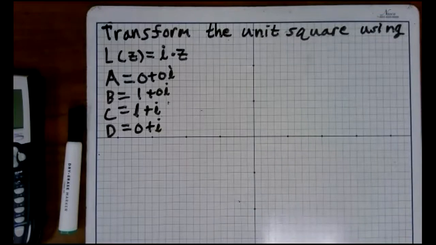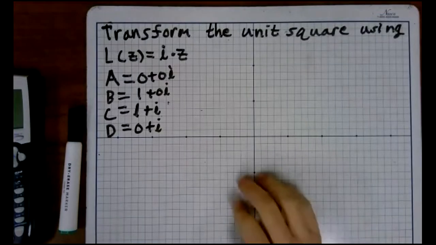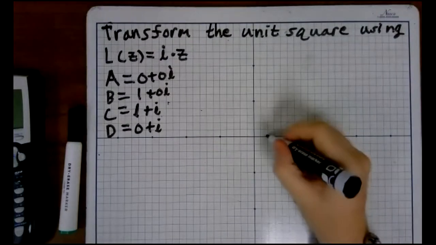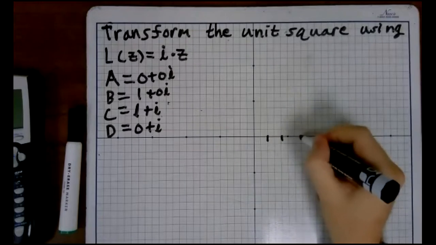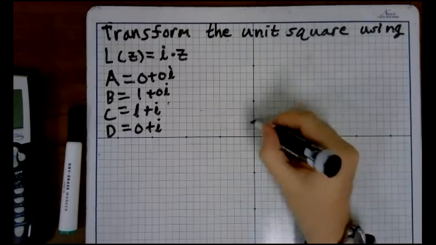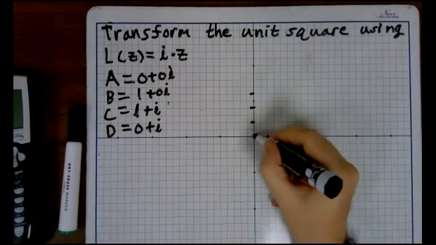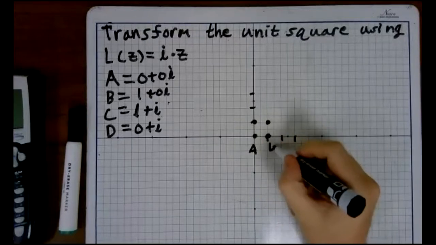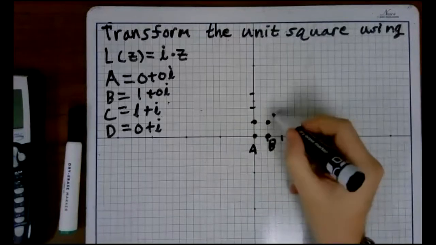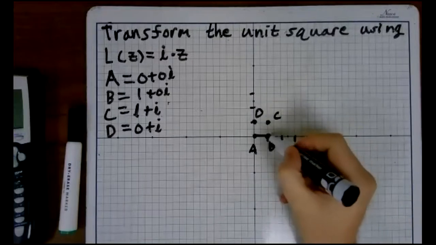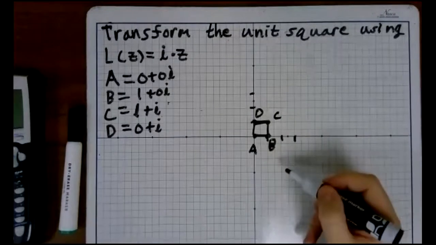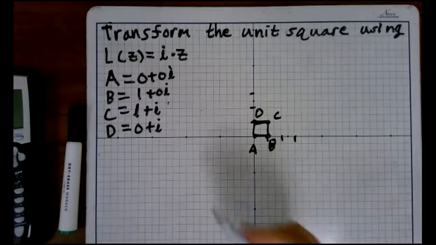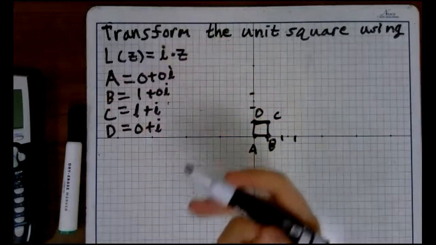All right. So let's go ahead and transform the unit square using these rules. I'll draw this out really quick, just so that we have our starting place. A, B, C, D, connect the dots. There we go. My beautiful unit square. It is gorgeous. Okay, so let's go ahead and find L of each of these points.